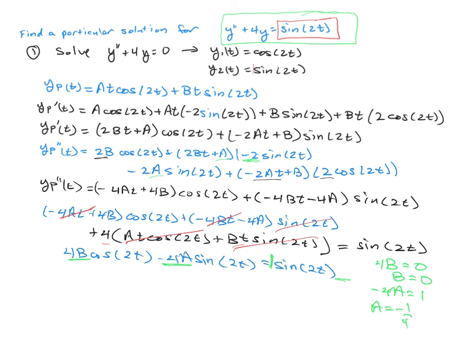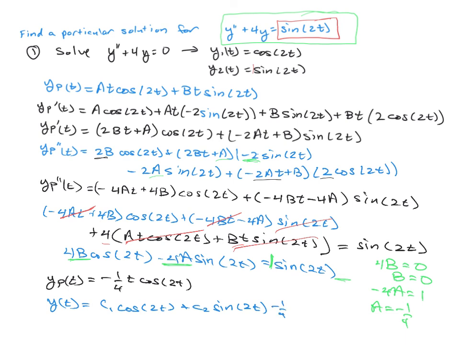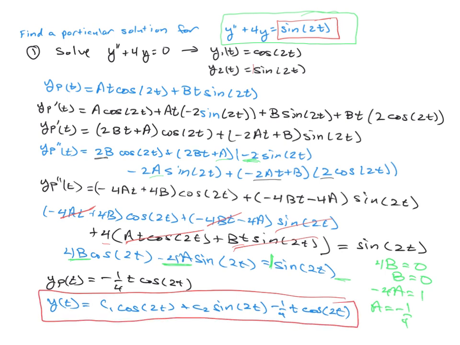Since we're out of space here, let's just write our solution. Our yp of t is going to be negative 1/4 t cosine of 2t. And then our general solution is going to be c1 cosine 2t plus c2 sine of 2t plus our particular solution, minus 1/4 t cosine of 2t. And you will notice that we once again have three linearly independent functions. We have cosine of 2t, sine of 2t, and t cosine 2t.